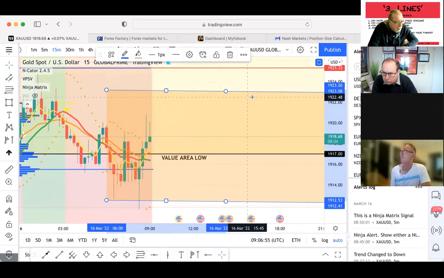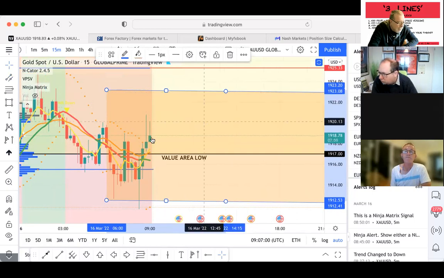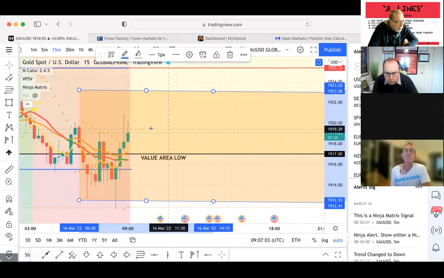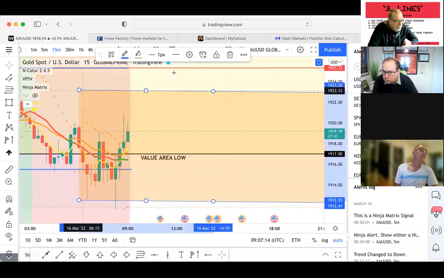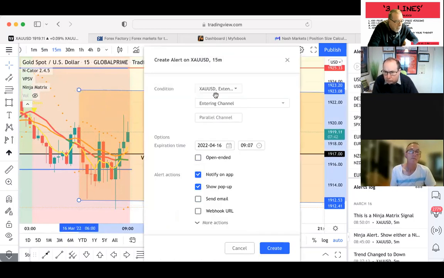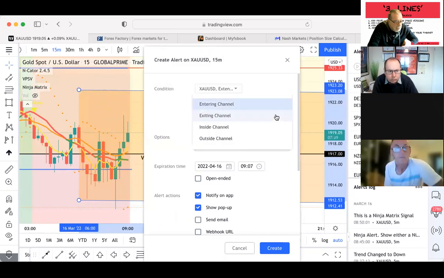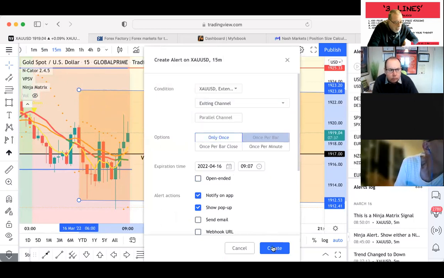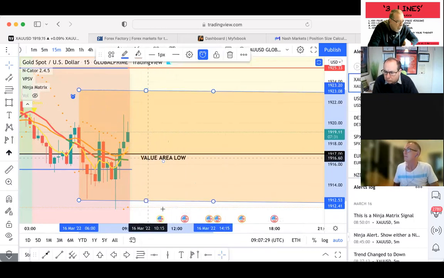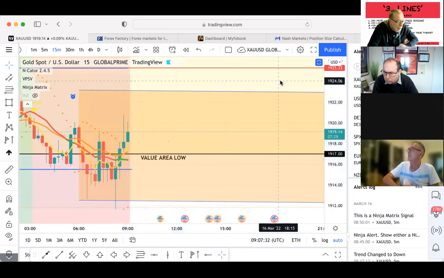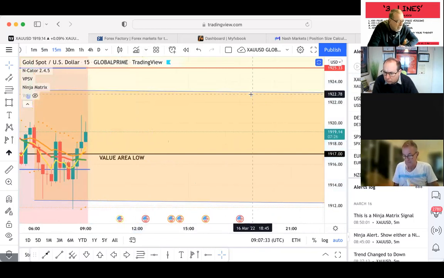It would be helpful if that was horizontal, but I'm just doing this as a simple idea, because instead of sitting and watching this for however long it takes, you could actually set an alarm on this channel, and ask it to let you know when price exits the channel. I put it on once per bar, and as soon as it exits that channel, if it gets out the top there, or if it comes out the bottom, I'll get an alert. So I can go and make my breakfast now and just wait till that alert turns up.